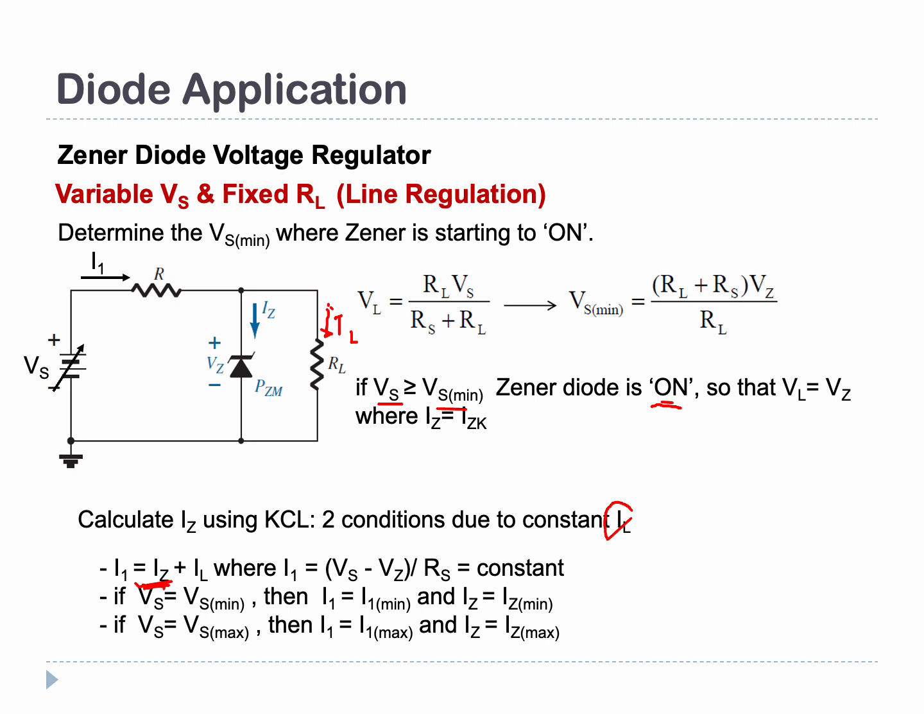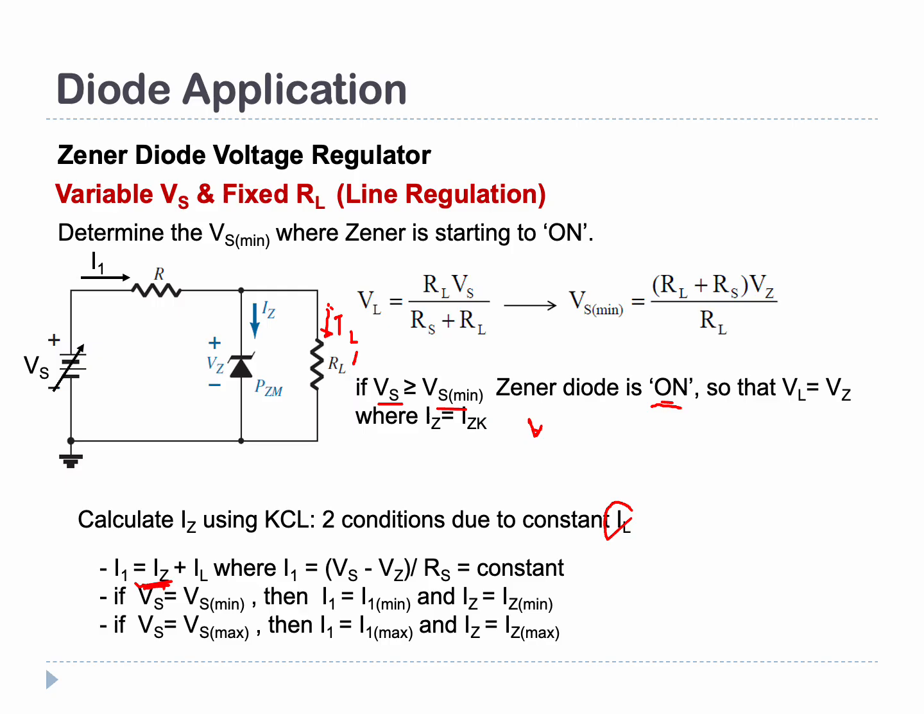But now since your Vs is not constant, meaning that your I1 also will not be constant. The only value that is constant is your IL. So how to measure your IL? IL can be measured by using Ohm's law, V equals IR, because the voltage across the load resistor is the same as the Zener voltage, so we can always find our IL.